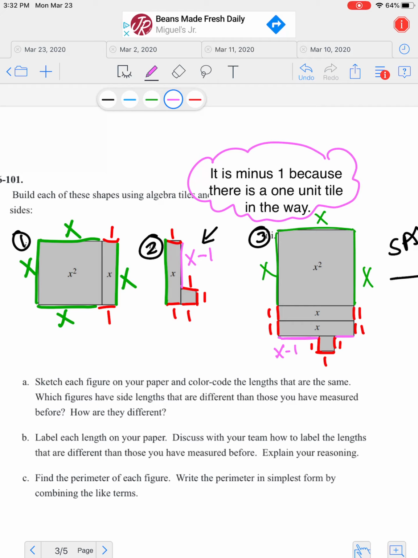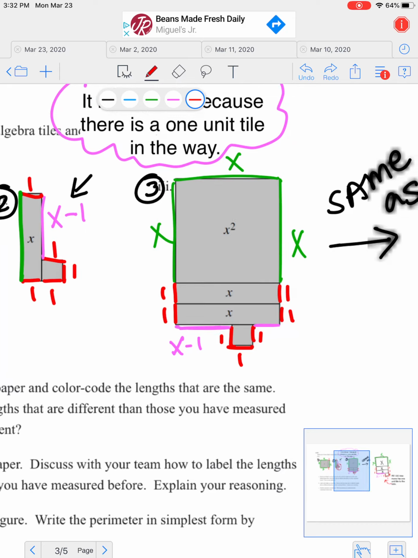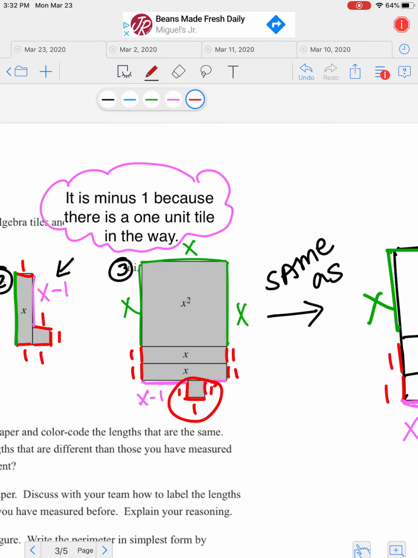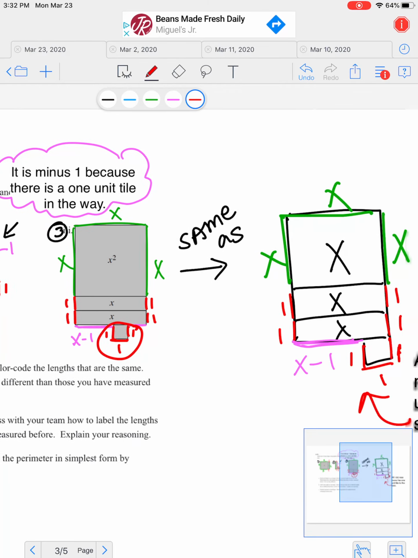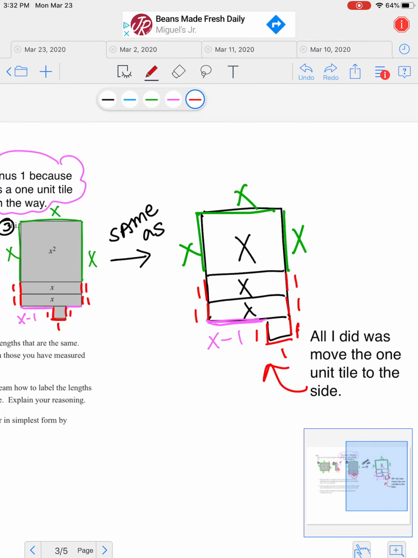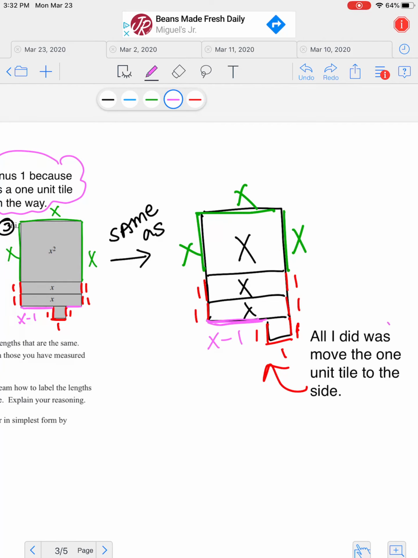Look at the way I labeled number 2 and number 3. So if you look at number 2 carefully, there is a 1 unit tile in the way, so it's not a complete x. It is actually x minus 1. Same thing for number 3. There's also another little x that's in the way, so that is also x minus 2. And if that doesn't make any sense to you, if these were real tiles, we can move them off to the side, kind of like this over here. So voila, take a look at it. All I did was move the 1 unit tile to the side, and it's still the same idea.